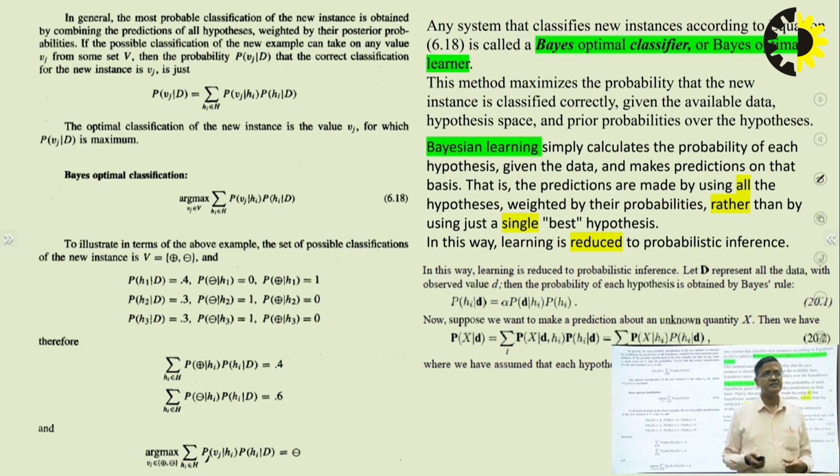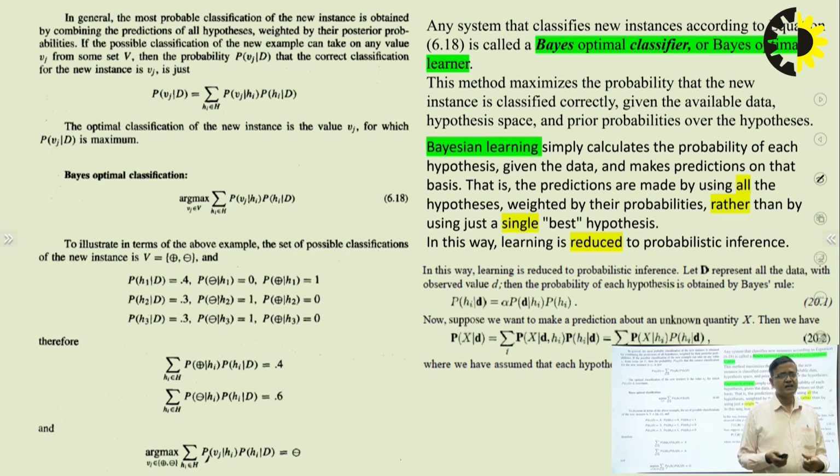So if we take the summation of the positive values, it comes out to be P H1 D, which is 0.4. And for the negative values, the summation comes out to be the summation of the two hypotheses H2 and H3, which comes out to be 0.6.